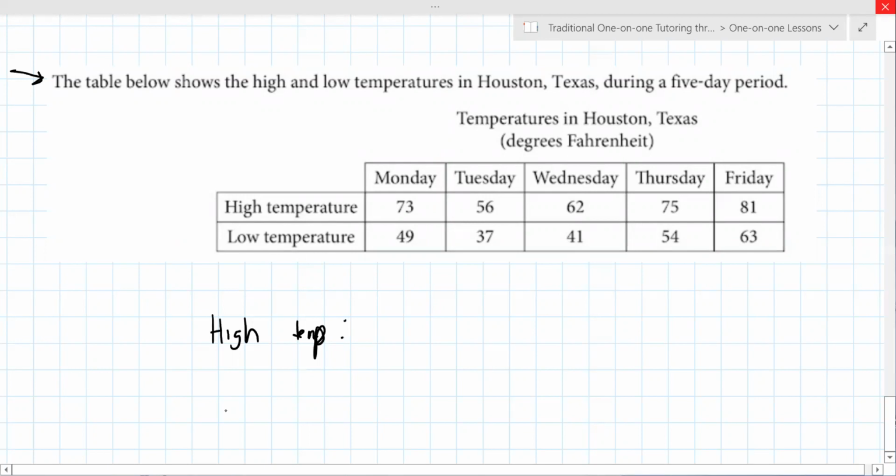$347 and then divided by 5. Okay, give me that final answer, please. 69.4. Okay, now I want you to do the same thing for the low temperatures.